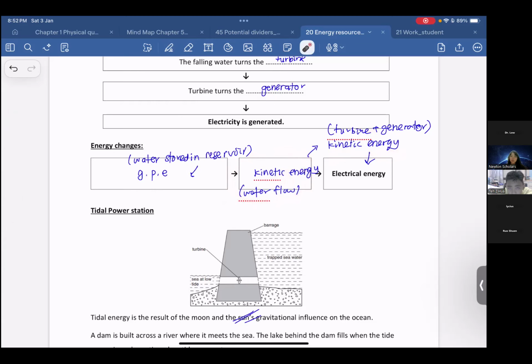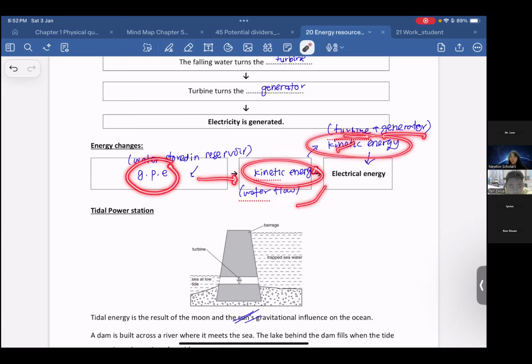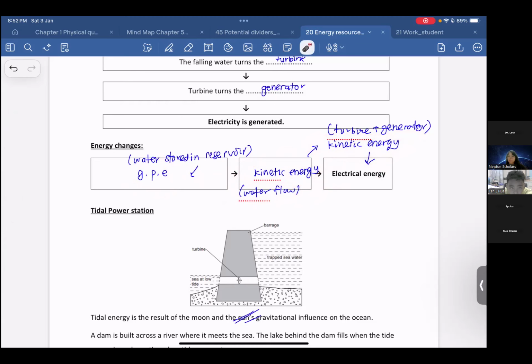But basically, if you want to talk in more detail, we store water at a certain height, so we have gravitational potential energy. Water flows, so we have kinetic energy. Water turns the turbine and turns the generator. This is another kinetic energy because it's turning. Then at the end, we generate electricity.